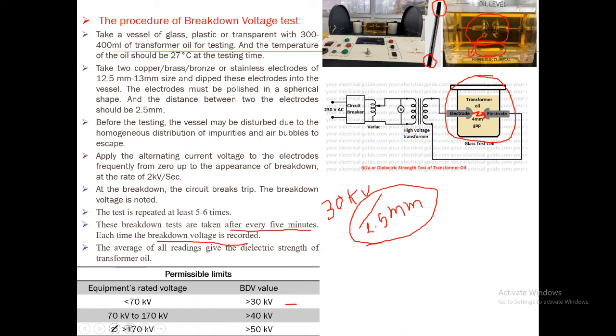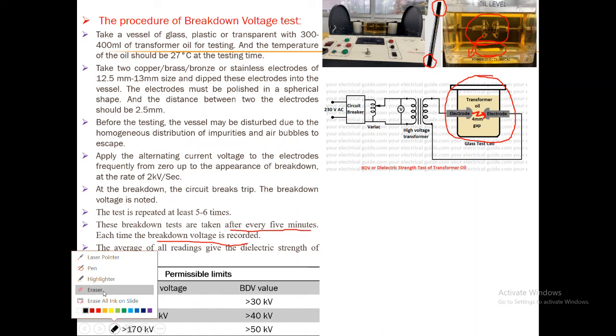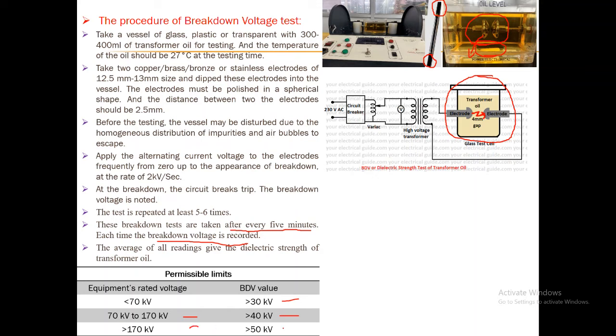Okay, so if your equipment is rated for a voltage somewhat lower than 70 kilovolt, then the expected result for the breakdown voltage is 30 kV. For 70 to 170 kilovolt, it is greater than 40 kilovolt, and if the rated voltage is greater than 170 kV, then the value required is greater than 50 kV. Okay, so this is how the breakdown voltage test is performed in the testing laboratories.